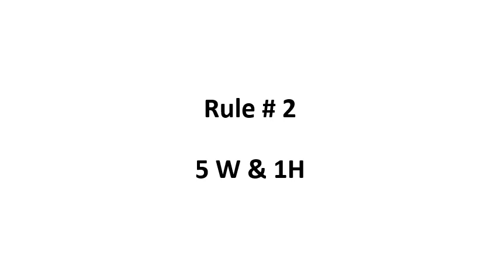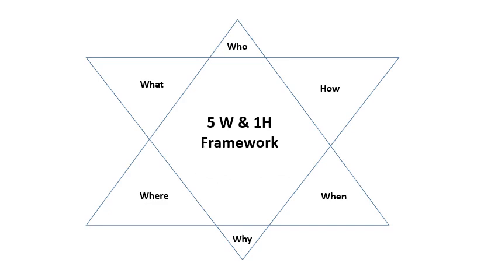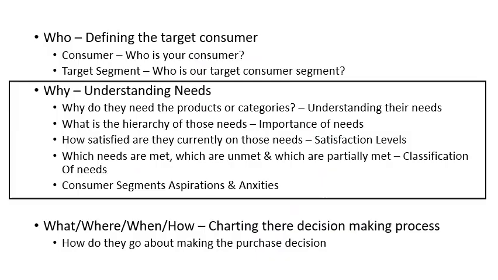So rule 2 is really this technique called 5W and 1H. So what is really 5W and 1H? Let's see. The 5W and 1H framework is really about who, what, where, why, when, and how. And this is all to do with the consumer's life. Who is your consumer? What does he do? Where does he live? Why does he need your product? When does he consume your product? How does he consume your product? If you understand all these aspects, you will understand your consumer better. So let's look at what each one of these aspects really means.